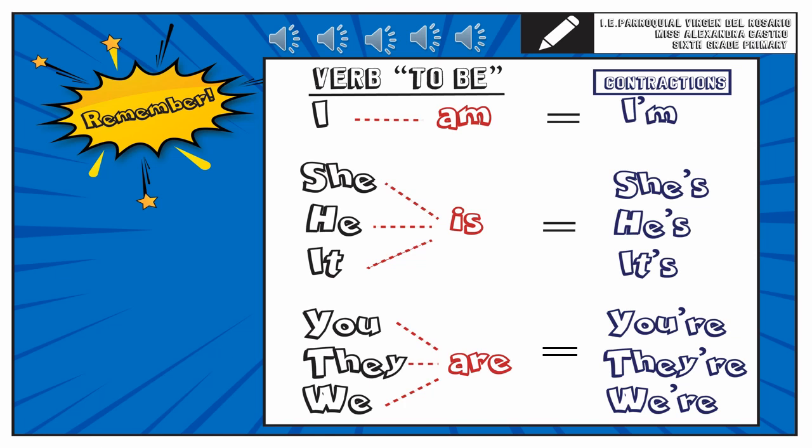For example, I am. Yo soy, yo estoy. She is. Ella es, ella está. He is. Él es, él está. It is. Eso es, eso está. You are. Tú eres, tú estás. También funciona para usted es, usted está. They are. Ellos son, ellos están. We are. Nosotros somos, nosotros estamos.